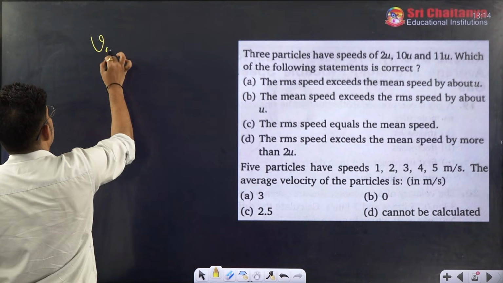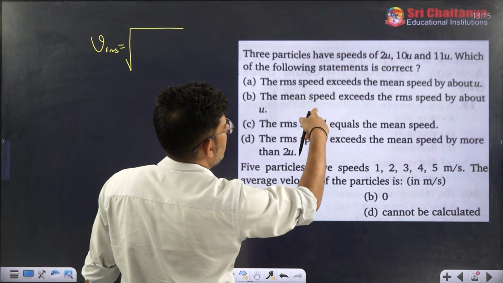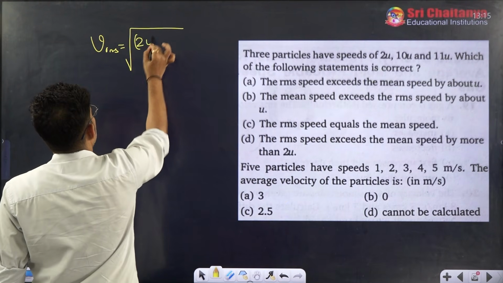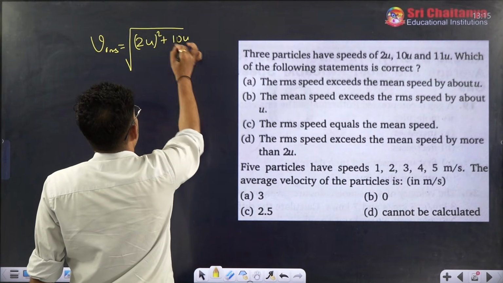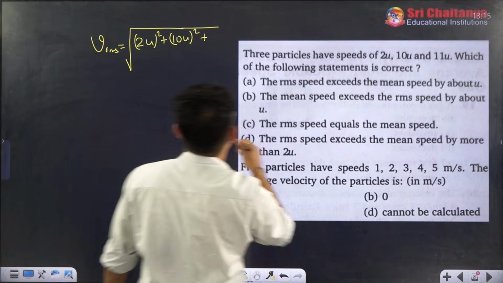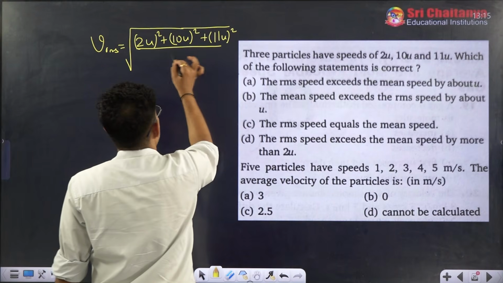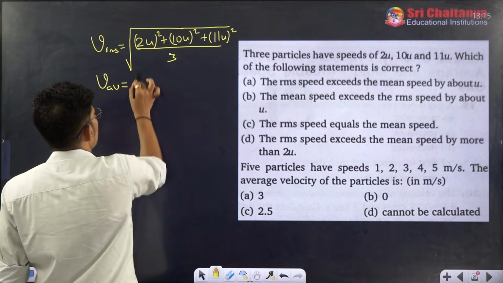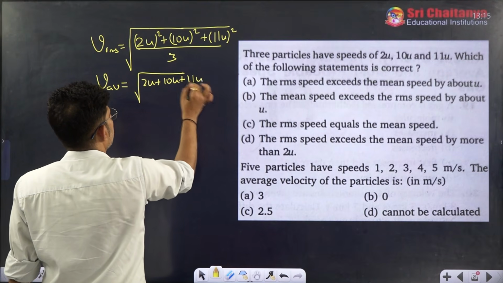RMS speed, Vrms, I told, is the square root of (V1 squared plus V2 squared plus V3 squared) by 3, because there are three speeds. So you will write (2u) whole squared plus (10u) whole squared plus next one is (11u) whole squared upon 3. Now the calculation part you can check by yourself, and the average or mean speed we know is 2u plus 10u plus 11u.